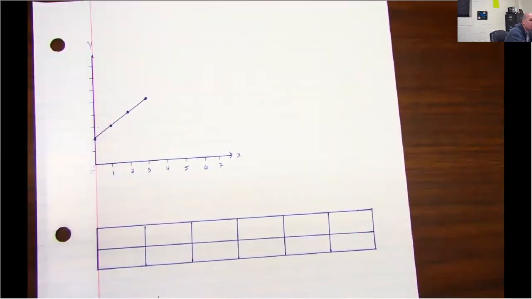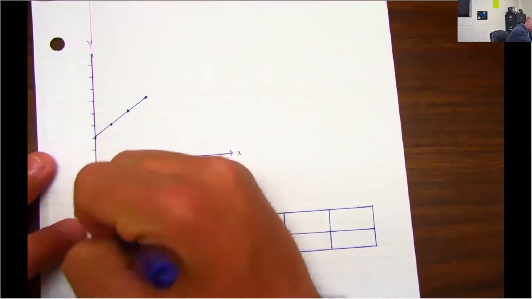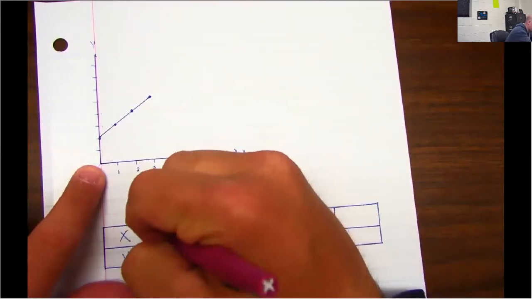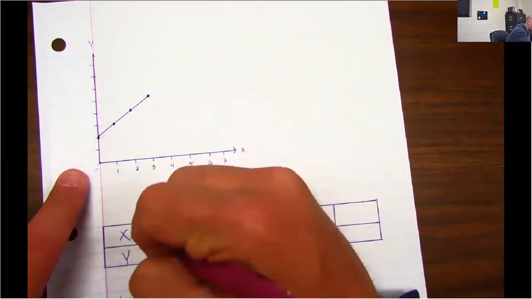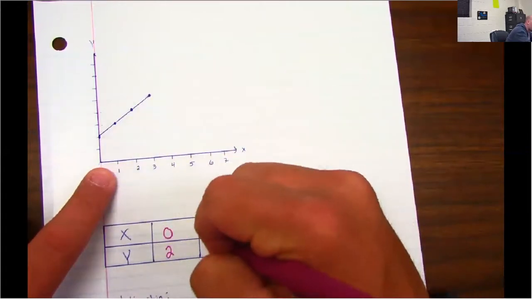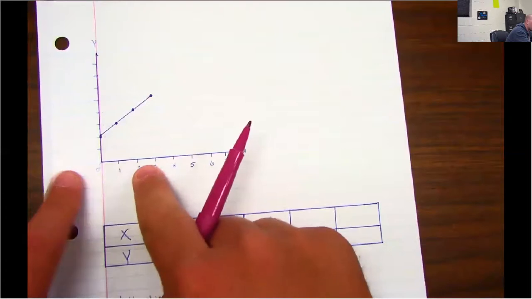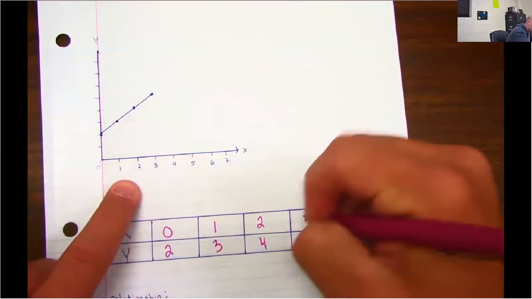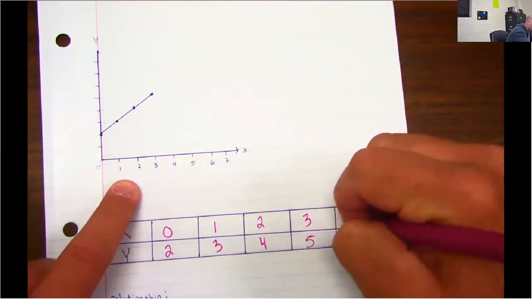So again, we're given a graph. Let's plot the points. X, Y. First ordered pair. When I'm at 0 on the x-axis, I went up to 2. When I'm at 1 on the x-axis, I went up to 3. Then I went to 2, up to 4. And then 3, up to 5. I'll call this N.